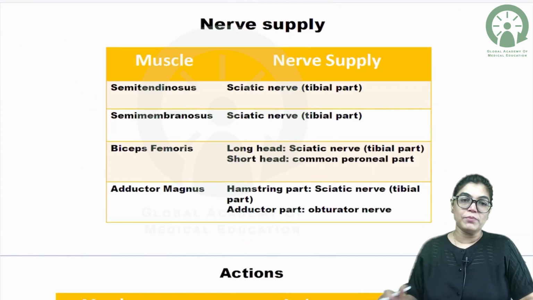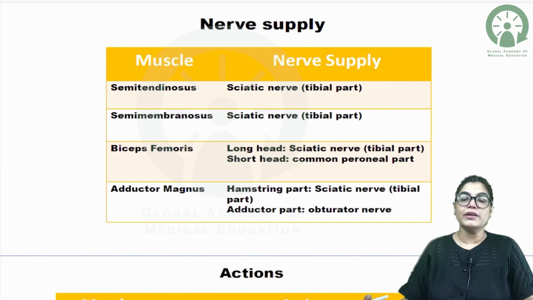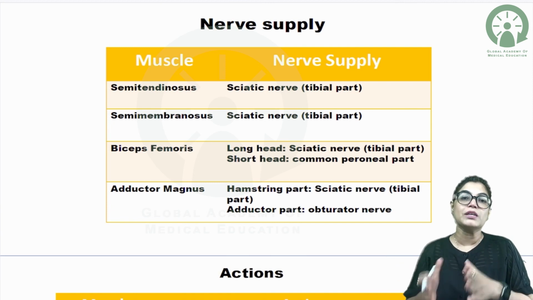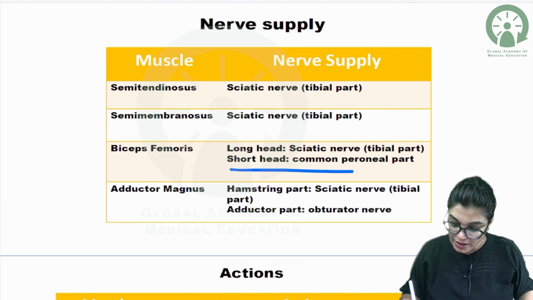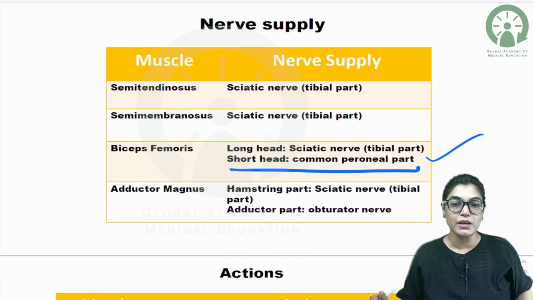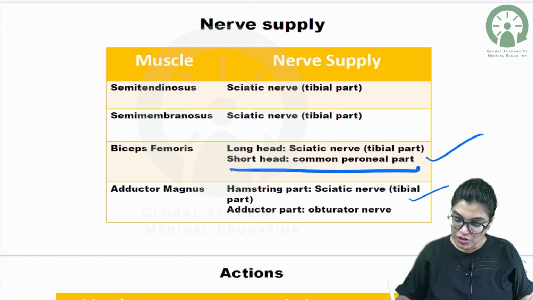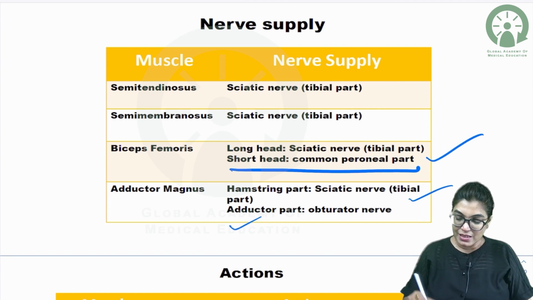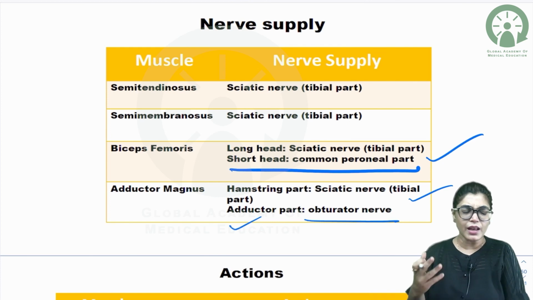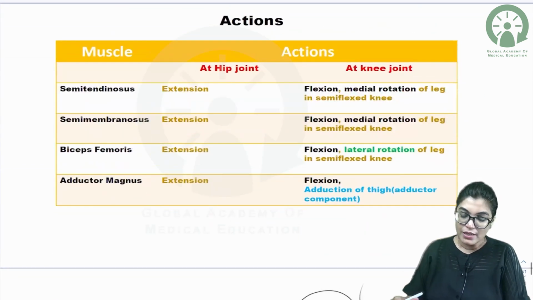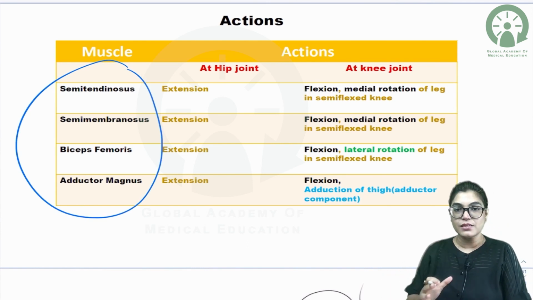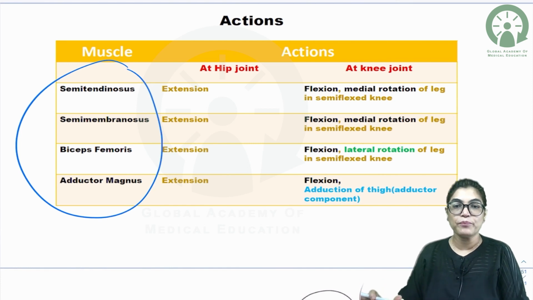Now, let's talk about the nerve supply. Among these muscles, semimembranosus, semitendinosus and the long head of biceps all get innervation from the tibial component of the sciatic nerve. The odd man out is the short head of the biceps femoris, which gets innervation from the common peroneal part of the sciatic nerve. Adductor magnus, the hamstring part, is supplied by the tibial component of the sciatic nerve, but its adductor part gets innervation from the obturator nerve. These we have done in general anatomy also. So, all these muscles together are the flexors of the knee and extensors of the hip.